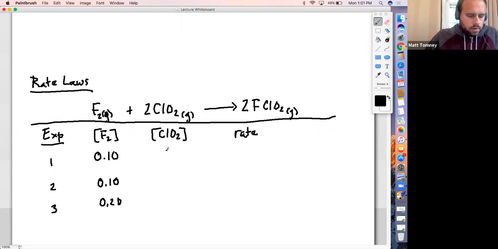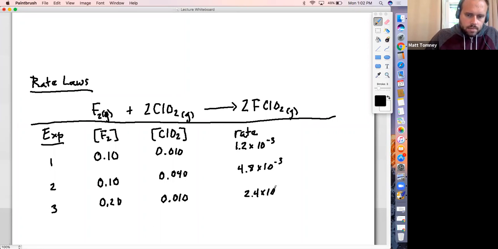Okay, the ClO2 is going to be 0.010 in experiment 1. It will be 0.040 in experiment 2, and it will be 0.010 in experiment 3. And the corresponding rates that come from these concentrations will be 1.2 times 10 to the minus third. It will be 4.8 times 10 to the minus third. And it will be 2.4 times 10 to the minus third.